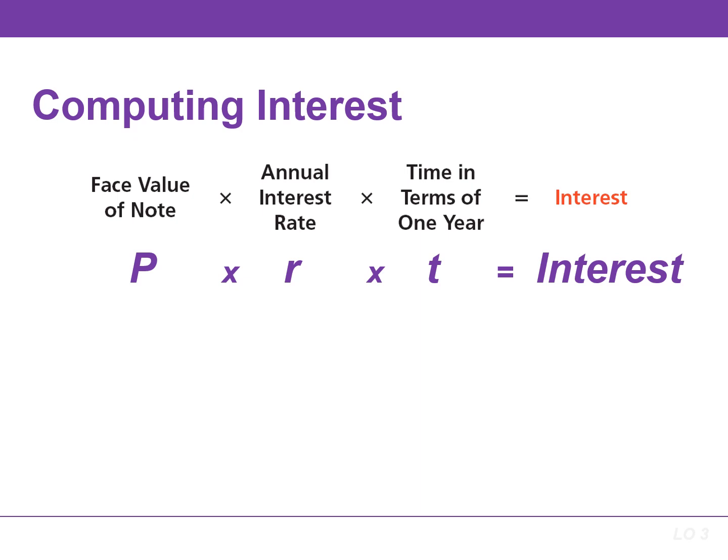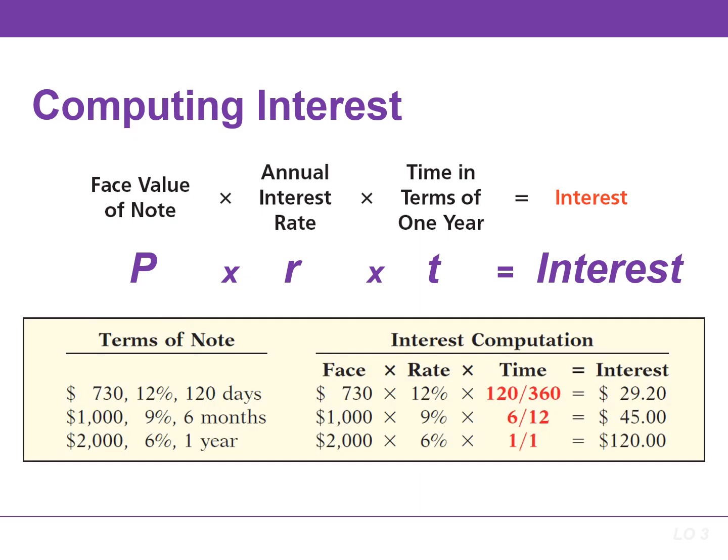P represents the principal or the face value of the note, R represents the annual interest rate, and T represents time in terms of 1 year. The interest rate specified on the note is an annual rate of interest, so the time factor, or T, expresses the fraction of a year that the note is outstanding.